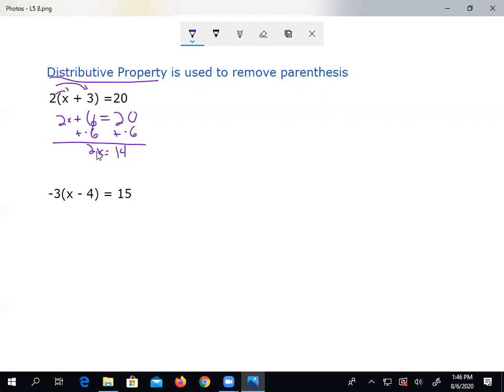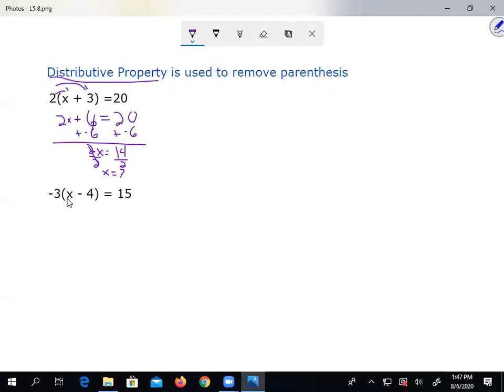And then to make the coefficient of 1, you have to divide by 2, because anything divided by itself turns into a 1. 14 divided by 2 would be the other side. So the 2's will divide out, and x equals then 2 goes into 14 7 times. So x would be 7. That would be the solution.